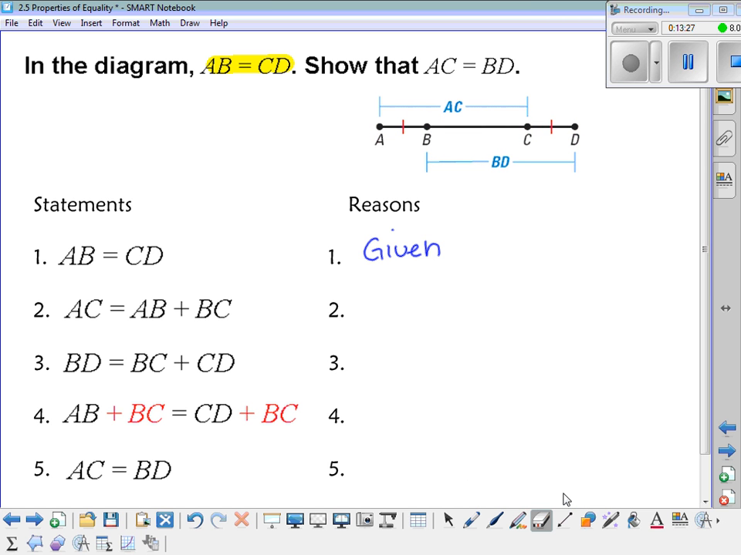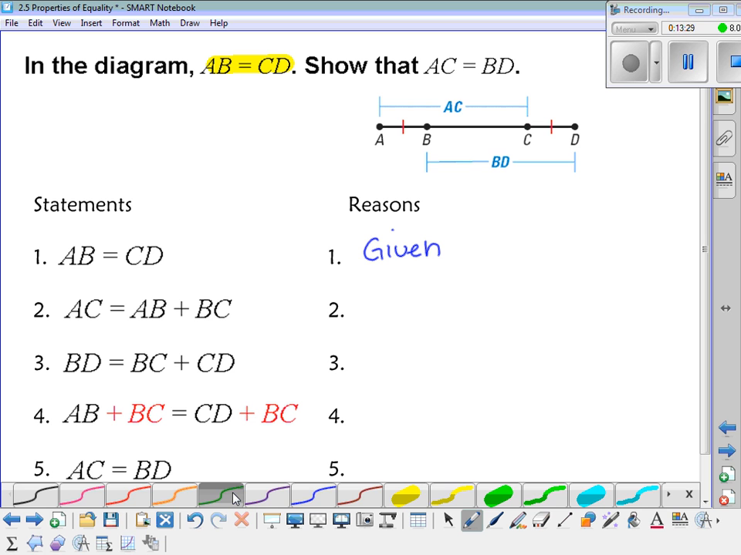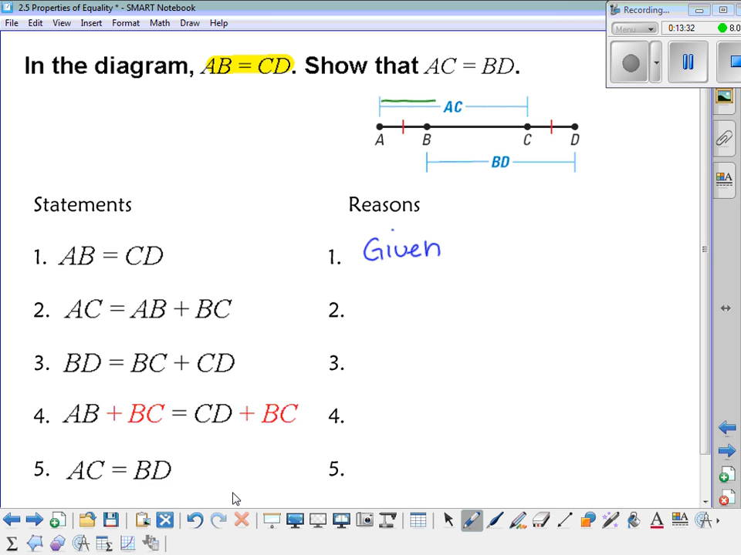All right, the next step says that AC is equal to AB plus BC. So that's saying this whole thing, AC, is equal to this piece plus this piece. So if you think back to chapter 1, when we talked about the pieces adding up to the whole thing, there were two postulates where we said that was the case: the segment addition postulate and the angle addition postulate. Well, are we dealing with segments or angles here? These are segments, so that would be the segment addition postulate that allows us to say AC is equal to AB plus BC.